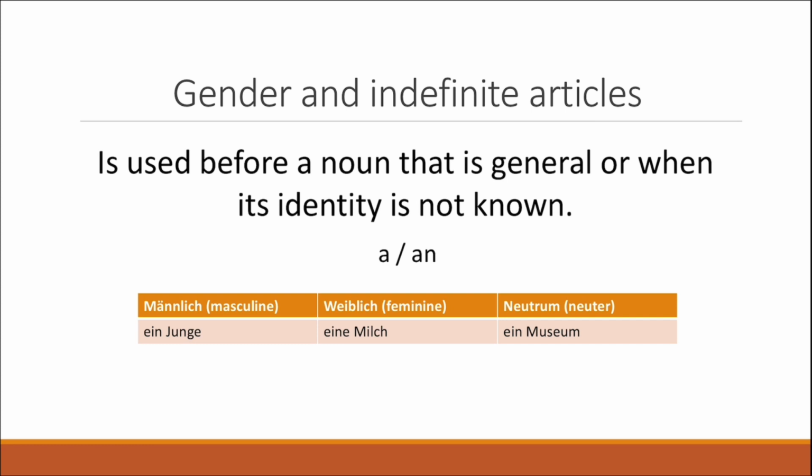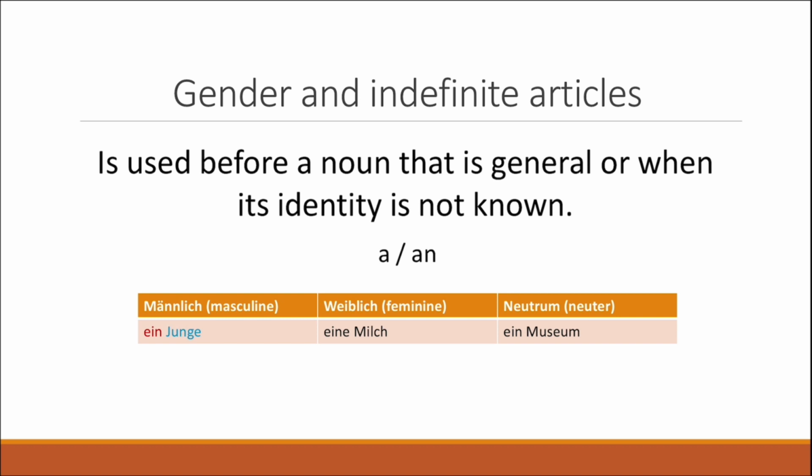Here you can see some examples. Ein Junge, because Junge is masculine, so we're going to use ein. Also because Museum is neuter, we're going to use ein. Following on, the word Milch is feminine, and because of that we're going to use eine. So it's going to be eine Milch. While learning German, it is fundamental to always learn the nouns with the articles, as it is going to be difficult to build phrases which are grammatically correct if you do not know the gender of the nouns. So I recommend you to learn that.